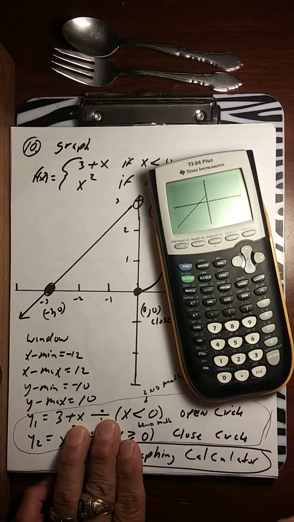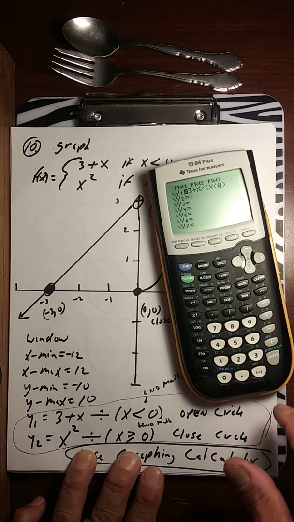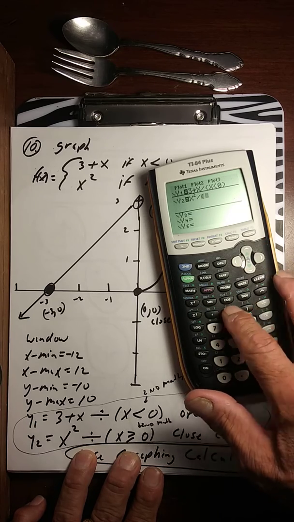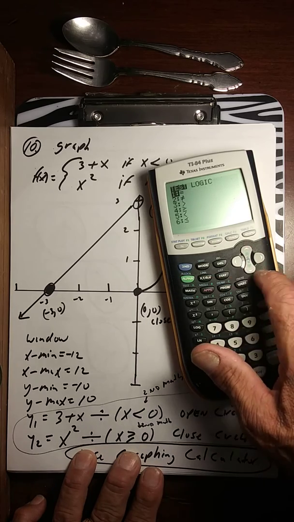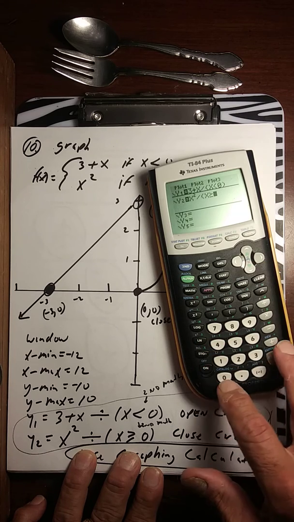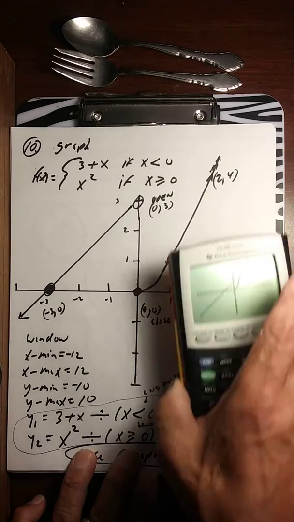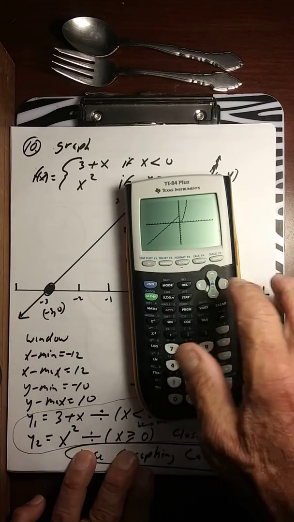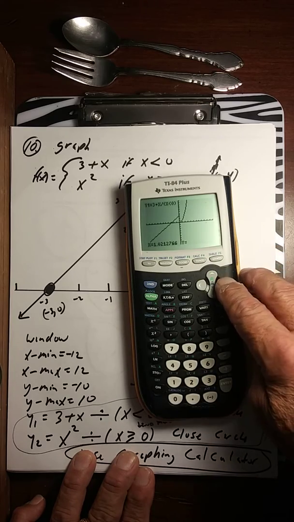Now the second part, y2. We have x squared, division symbol, x, second math, logic, greater than or equal to, right there, and 0. Close it, hit graph on that one. So, first part, second part, the open, the closed. Using your TI, you can do trace. It'll get you spots on there, and you can move around to find other spots.